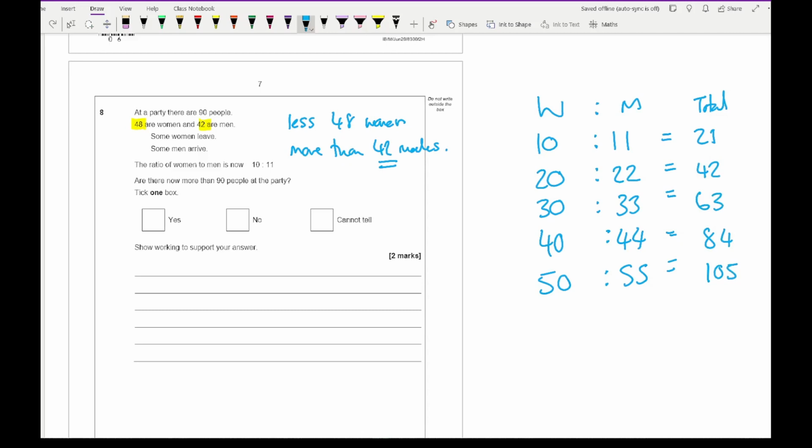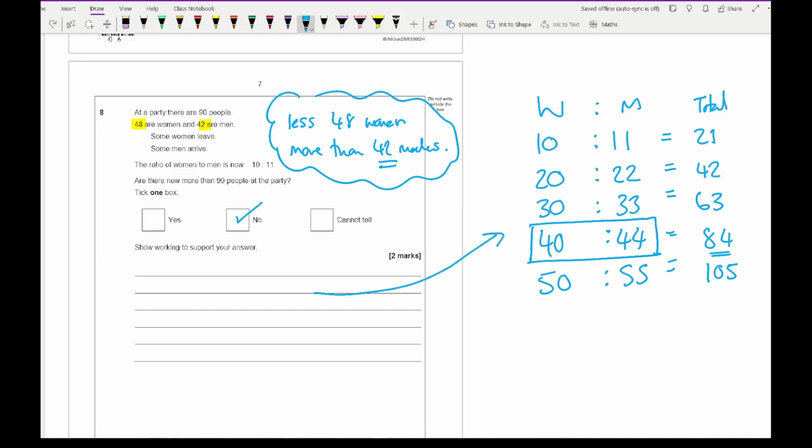Now for this, obviously we need to meet this criteria, and the only one that meets that criteria is this ratio here. So the question saying, are there more than 90 people? Well, the answer is going to be no. And again, our supporting working out is there, and then it says there are only 84 in attendance. And there we go.